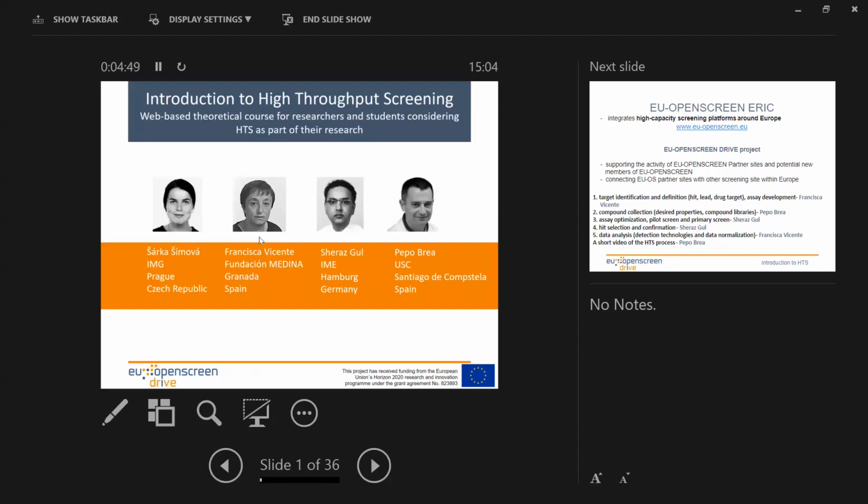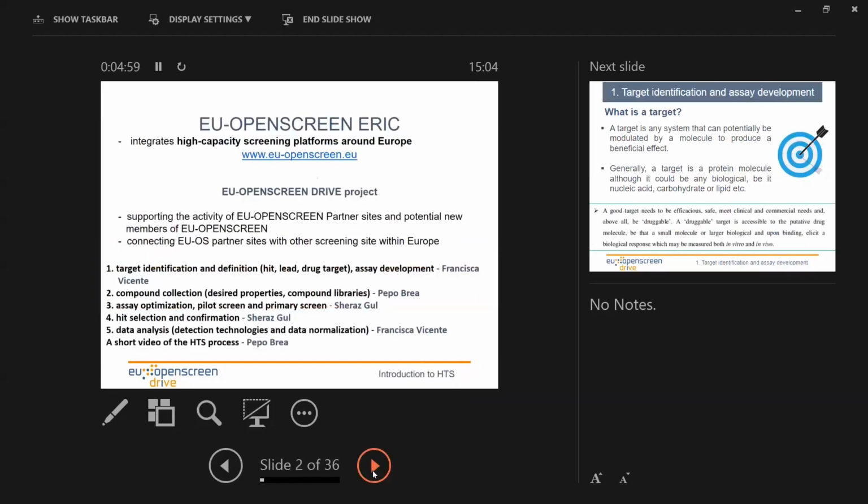This webinar is organized as the training activity of the EU-OPENSCREEN DRIVE project. EU-OPENSCREEN is the European consortium of high-capacity screening platforms around Europe, and the DRIVE project is supporting the activity of EU-OPENSCREEN partner sites and potential new members of the EU-OPENSCREEN consortium. On the slide, you can see the main topics of this webinar, ending with a short video of the high-throughput screening process.